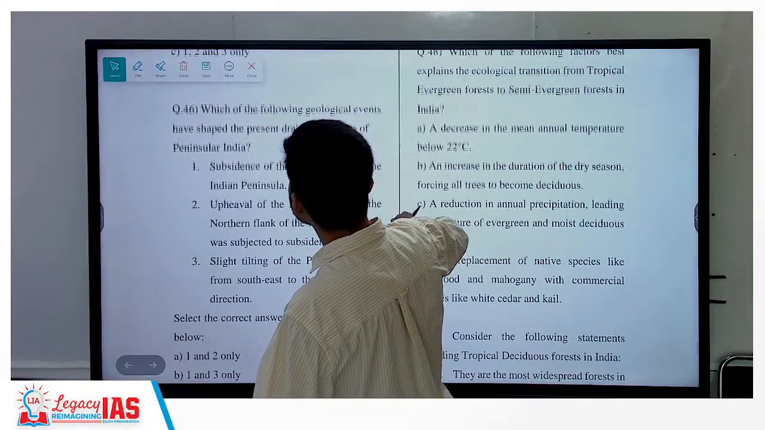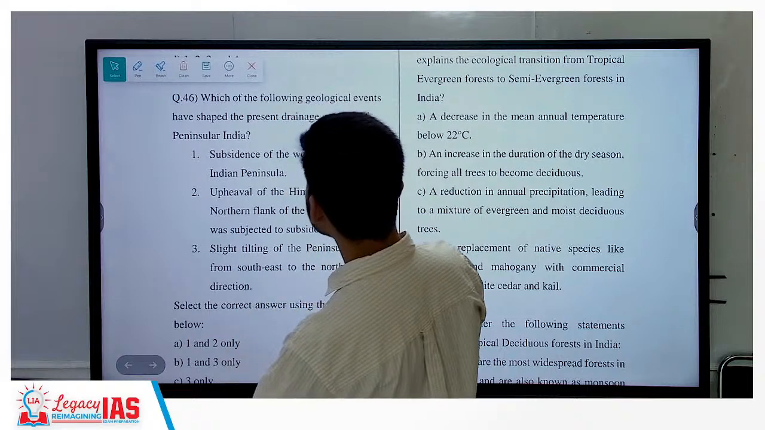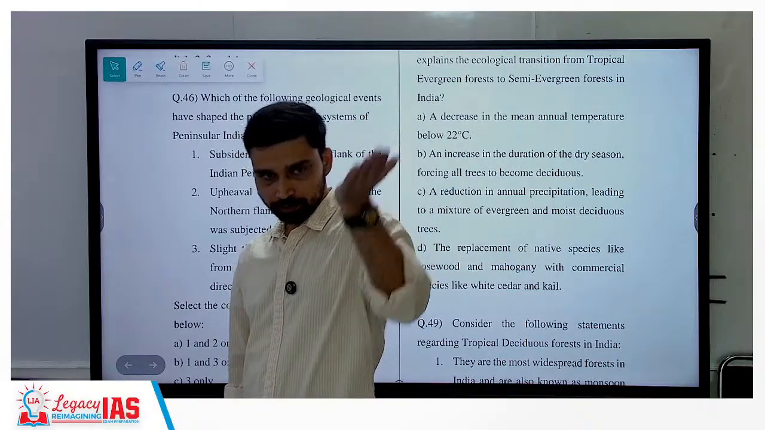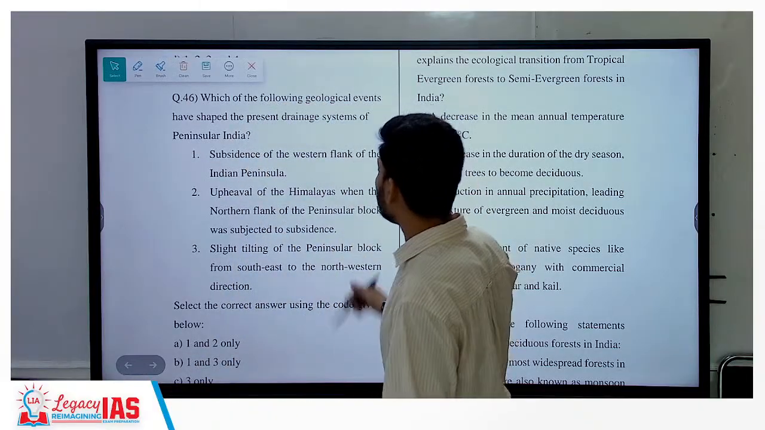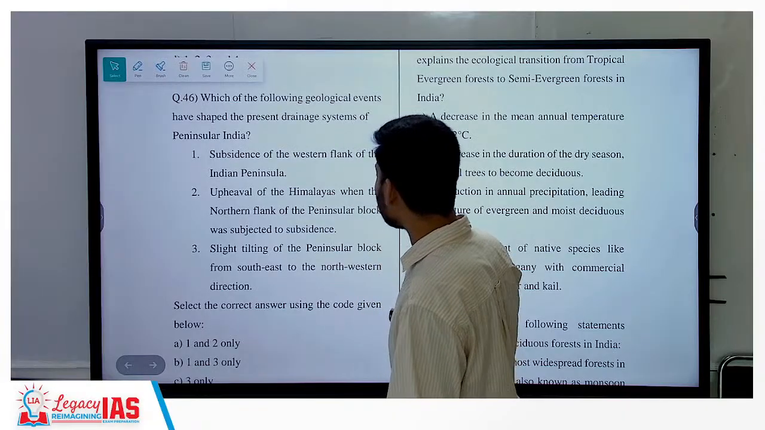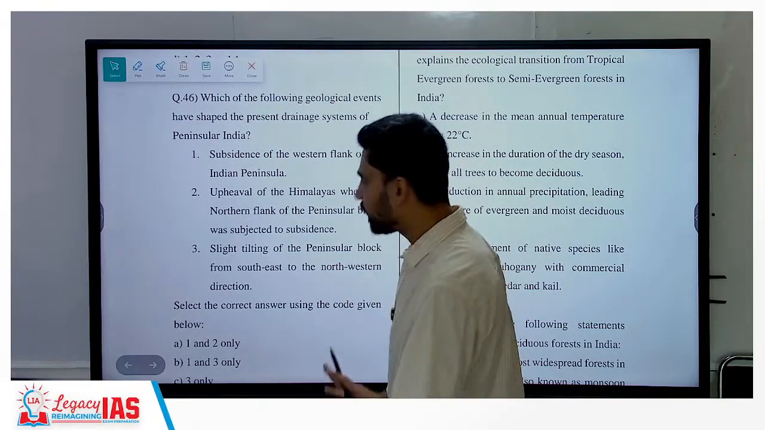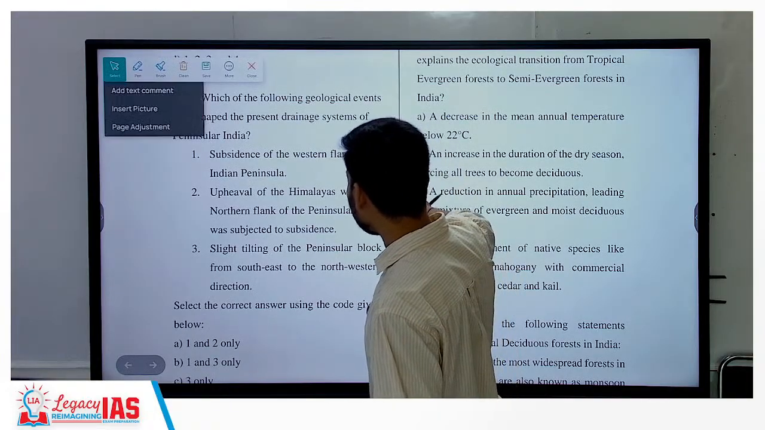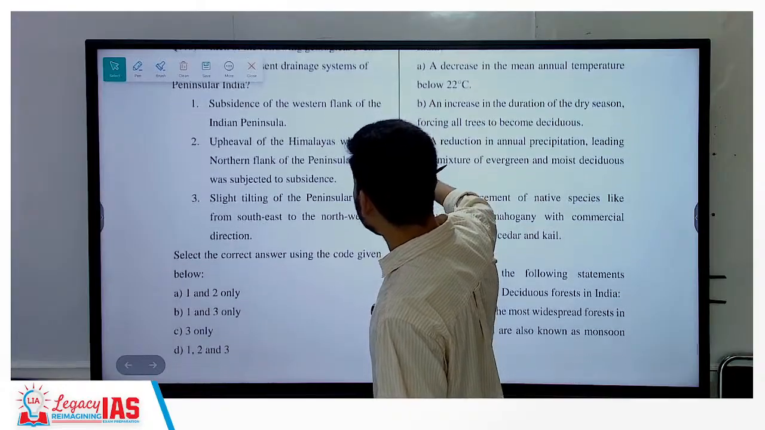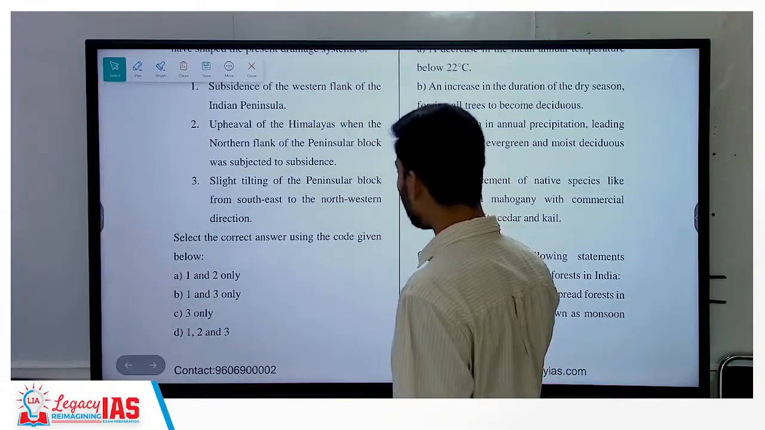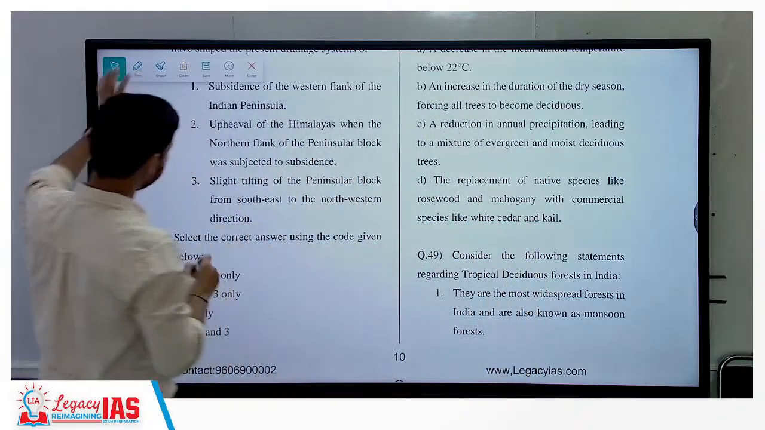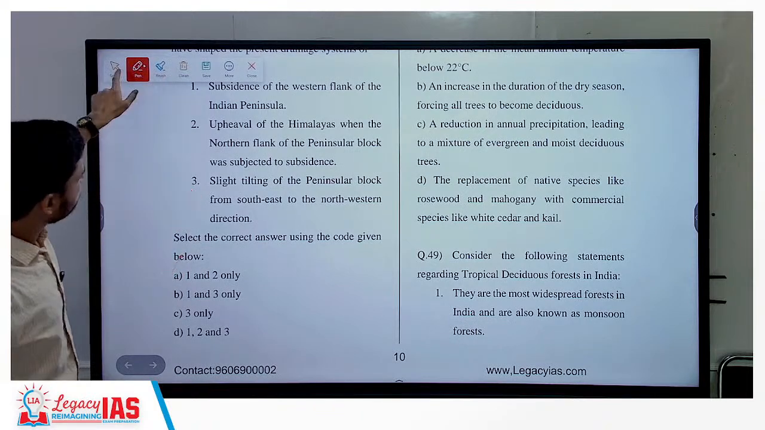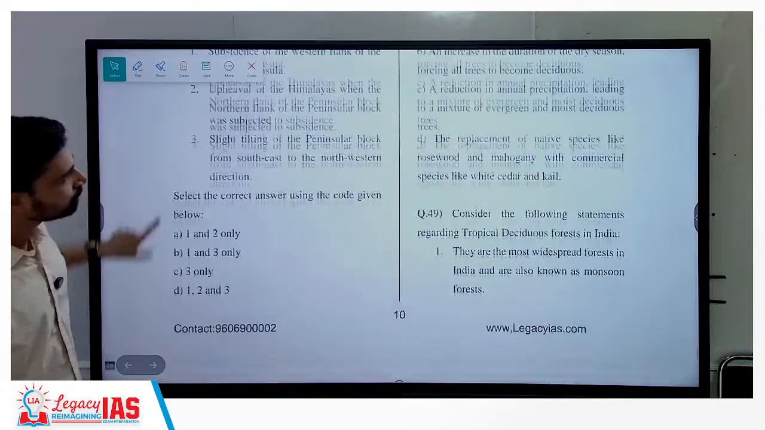Which of the following geological events have shaped the present drainage system of peninsular India? Subsidence of the western flank of the Indian peninsula that caused it to rise. Okay, so you have the rivers flowing in the eastward direction. Upheaval of the Himalayas and the northern flank of the peninsular block was subjected to subsidence. That is also correct. Slight tilting of the peninsular block from southeast to northwestern direction. Right, so that is not correct. It is from northwest to southeast, not southeast to northwest. Yes, the third is incorrect. 1 and 2 only. A is the right option here. The tilt is northwest to southeast, not like this.